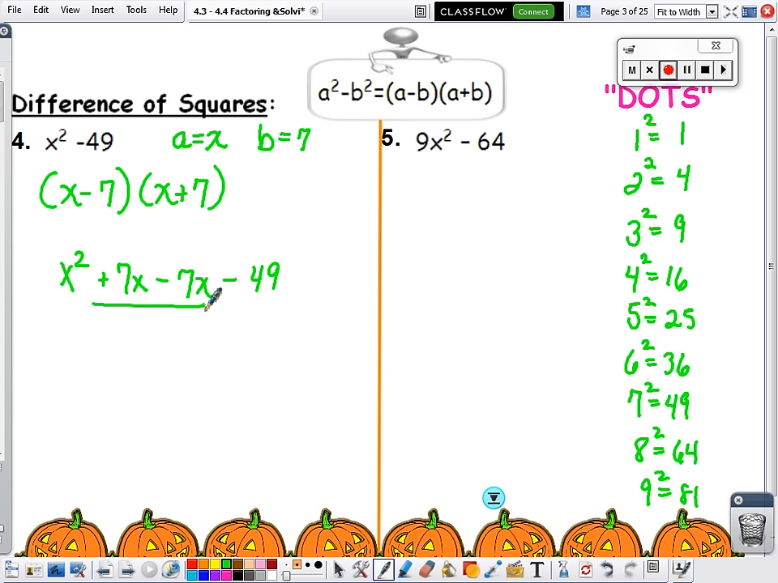Okay, number 5. Perfect square here, our a value would be 3x, our b value will be 8. 3x times 3x gives me 9x squared. 8 times 8 gives me 64. So then we follow into our pattern. It would be 3x minus 8, 3x plus 8.